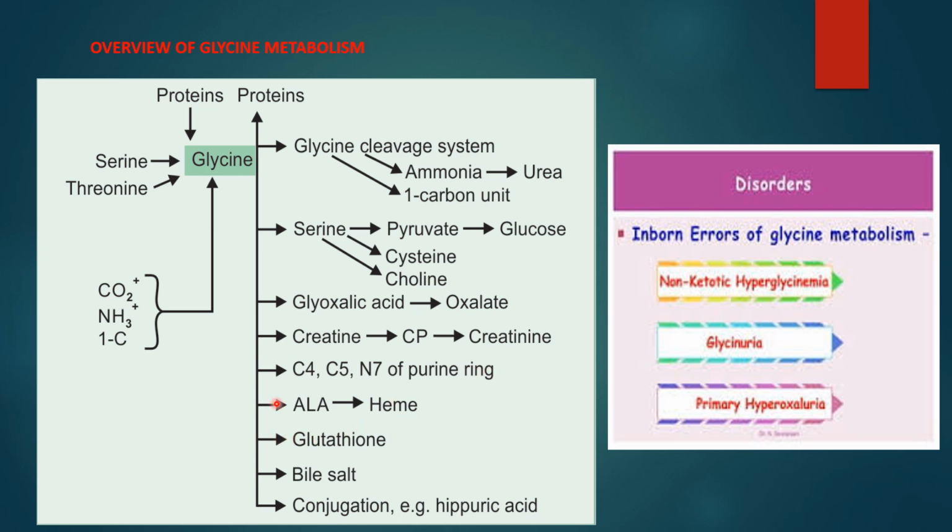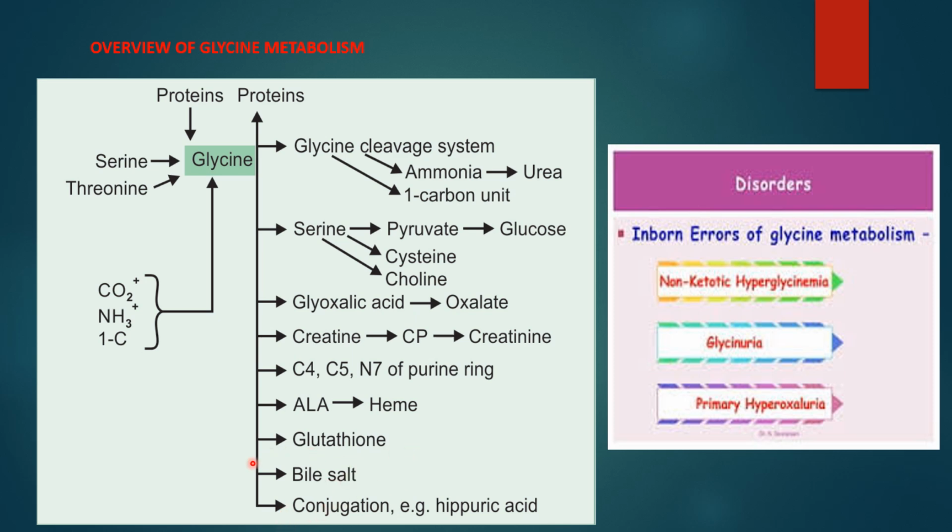Then synthesis of ALA. In the first step of heme synthesis, glycine along with succinyl coenzyme A serves as a precursor for heme synthesis. So for synthesis of ALA, delta amino levulinic acid. This is how it contributes to the synthesis of heme. Then it is utilized in the synthesis of glutathione. Glycine is required for the formation of the biologically important peptide glutathione, that is gamma glutamyl cysteinyl glycine. I already discussed this important peptide.